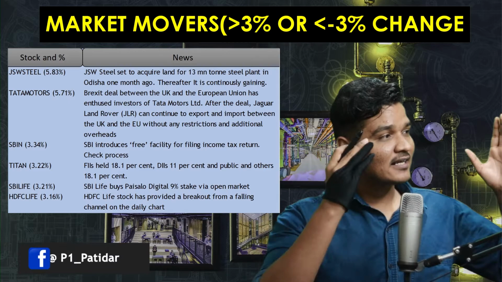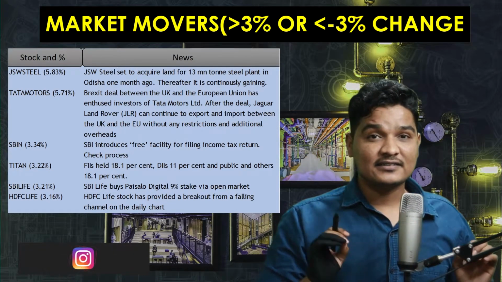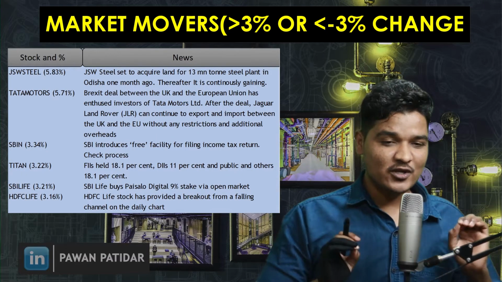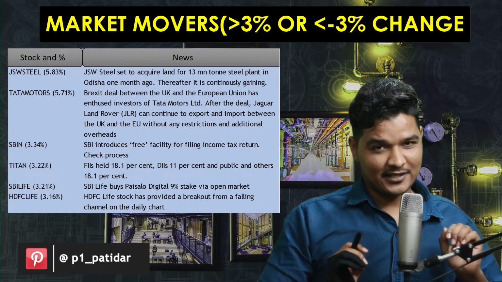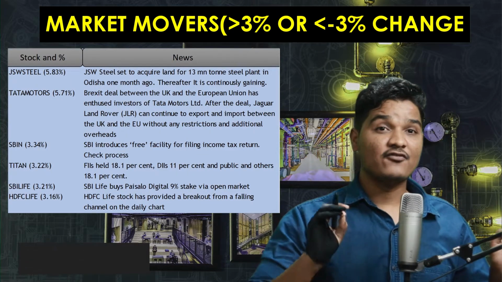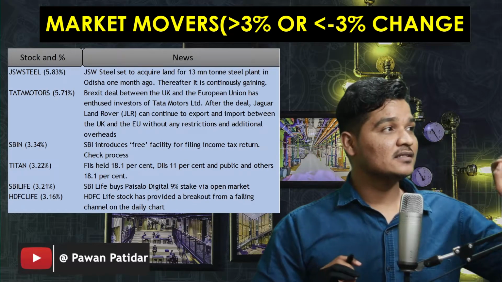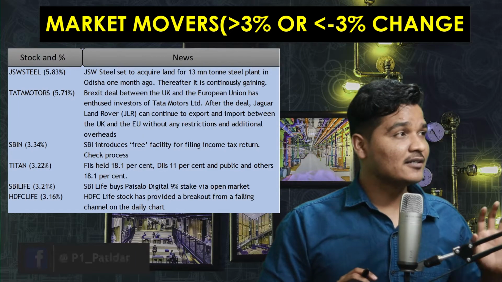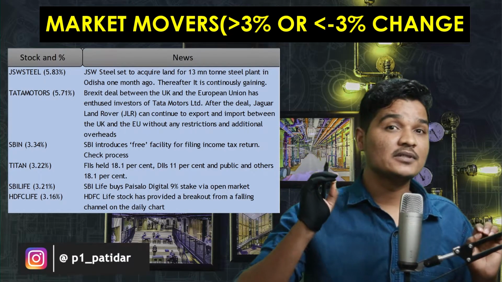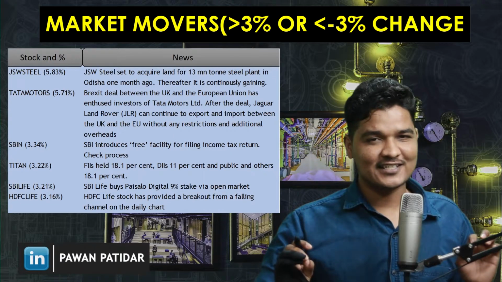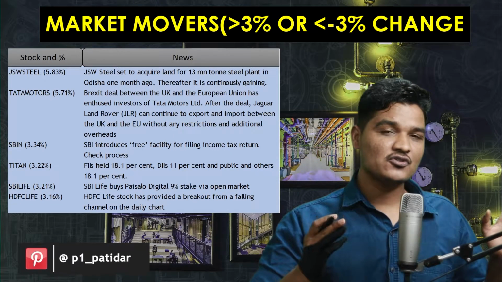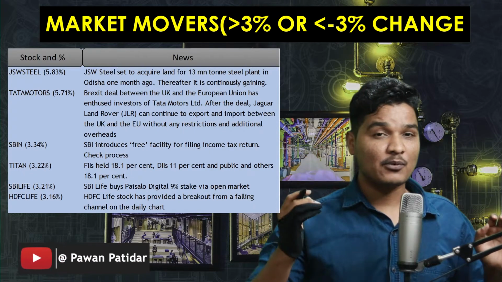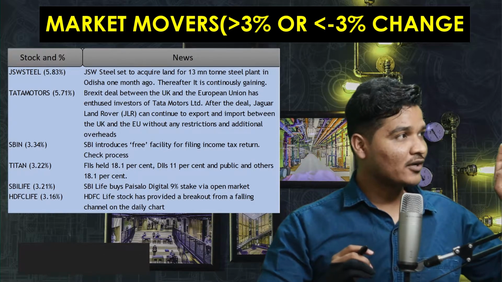If you see here, these are the stocks which gained greater than 3%, and there was no stock which lost less than negative 3%. So today it was a completely bullish market. If you see here, JSW Steel gained 5.83%. Why did it gain? Well, JSW Steel is set to acquire land for a 13 million ton steel plant in Odisha, and that news was 1 month ago. Thereafter it is continuously gaining, and today also it gained. Well, there was one more piece of news: when the Brexit deal happened, it was going to affect steel export and import. So that was also one more reason for JSW Steel gaining.